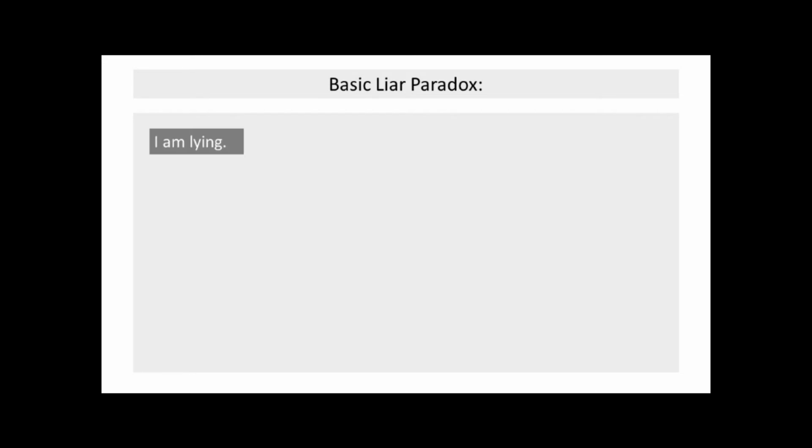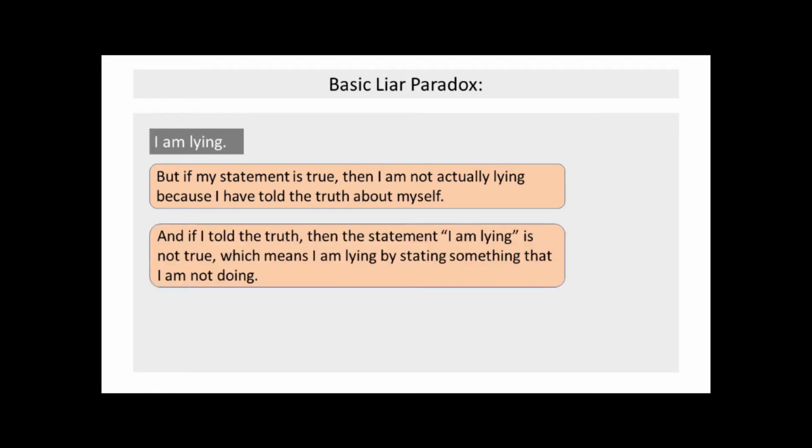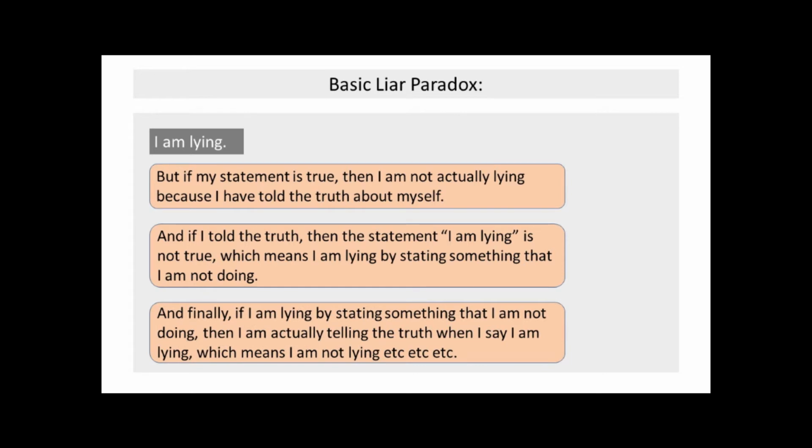Here we have a statement, "I am lying." But if my statement is true, then I am not actually lying because I have told the truth about myself. And if I told the truth, then the statement "I am lying" is not true, which means I am lying by stating something that I am not doing. And finally, if I am lying by stating something that I am not doing, then I am actually telling the truth when I say I am lying, which means I am not lying.